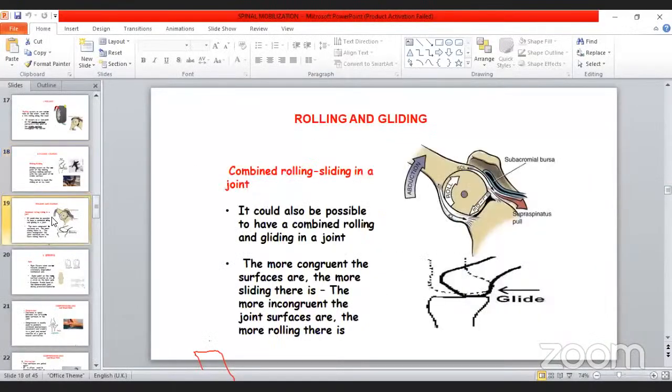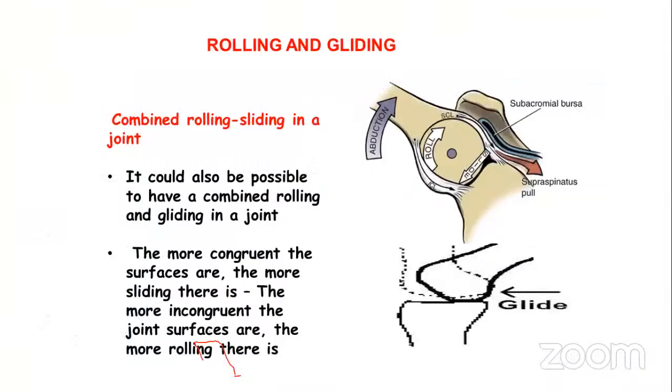All right. Many of the joints in our body can allow both rolling and gliding to take place at the same time. For example, glenohumeral joints. If you look at that diagram, as abduction is occurring, the head is also rolling. And at the end of the day, you find that the upper part of the humerus is now occupying where the inferior part was before. That is sliding. It also happens in the knee joints. It happens in most of the joints of the body.